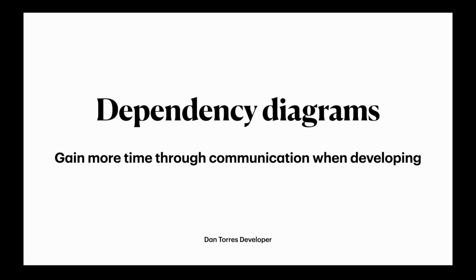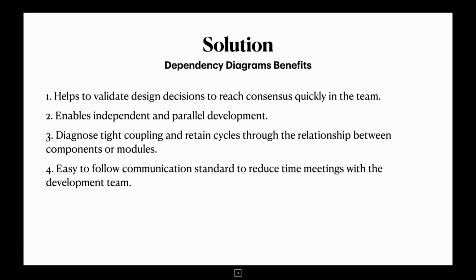Dependency diagrams are here to help. You can gain more time through communication when developing. Dependency diagrams are basically a visual representation of your code. They can help you to validate design decisions, to reach consensus quickly in the team. It enables independent and parallel development.